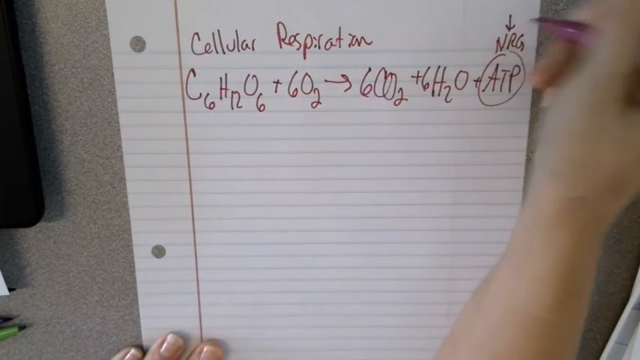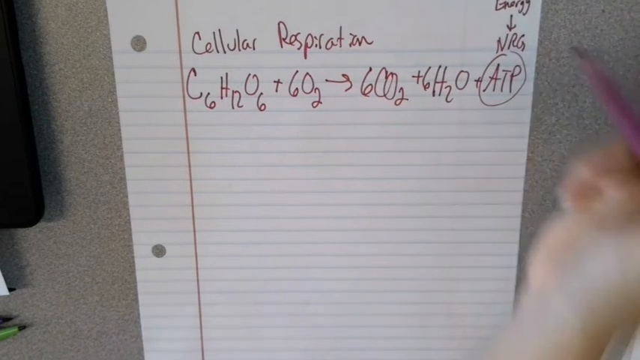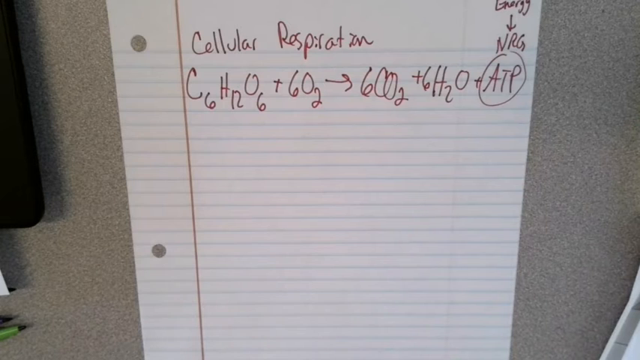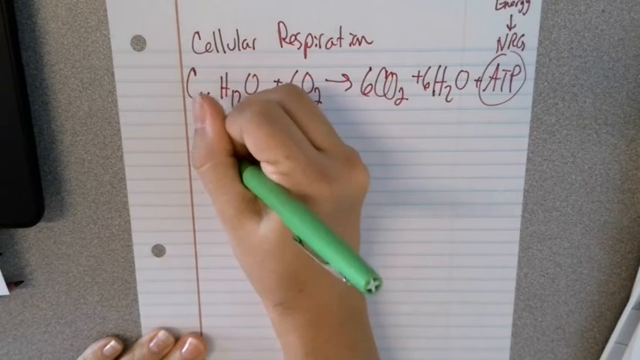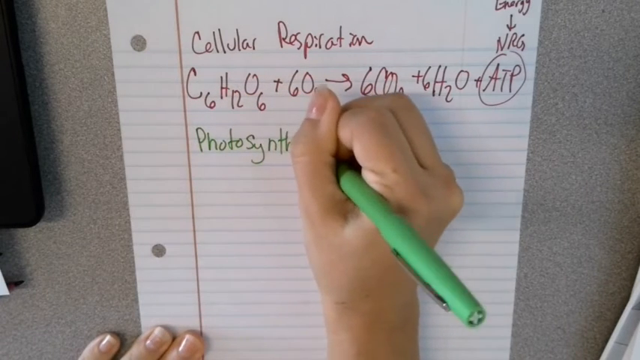And for those that haven't seen that, that's the shorthand term for writing energy, because energy is N-R-G. So, and below it, I'm going to write out the chemical equation for photosynthesis.